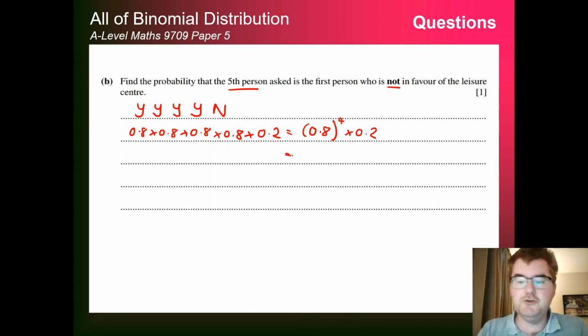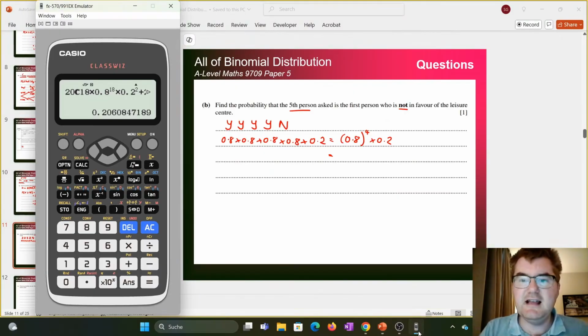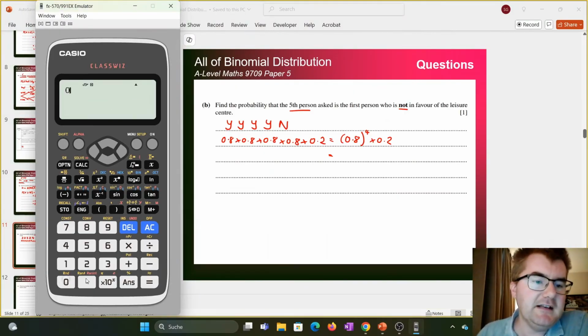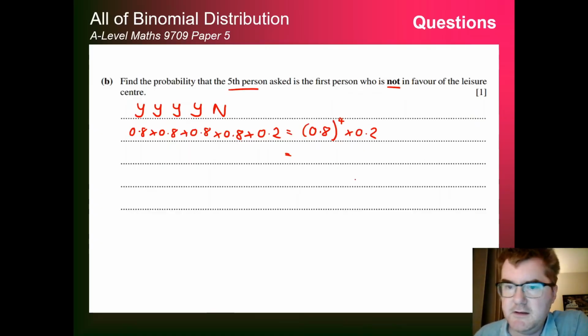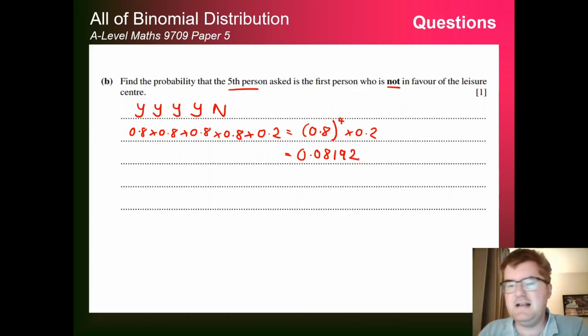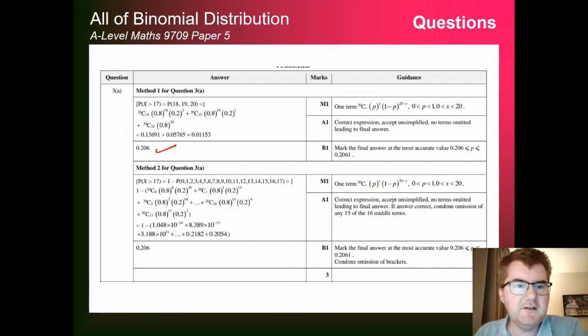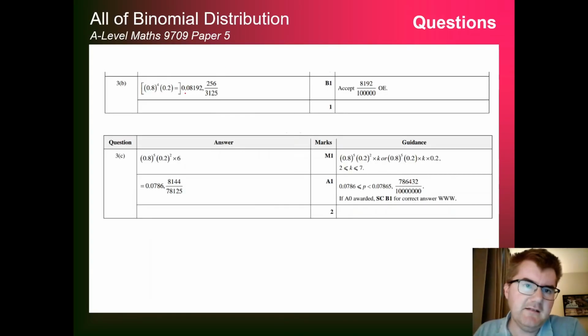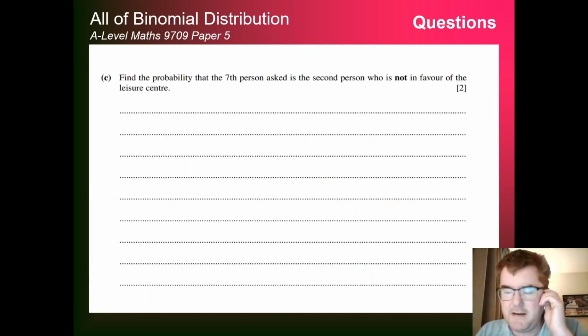A 1-mark question shouldn't be more complicated than this. And if we pop this in the calculator, 0.8 to the power of 4 times 0.2, we get the answer of 0.08192. And with this kind of thing, I would just leave it as that. I don't think I would try rounding at this point. Yep, and they agree. Again, just an exact value, I think, is the easiest way to go about it.